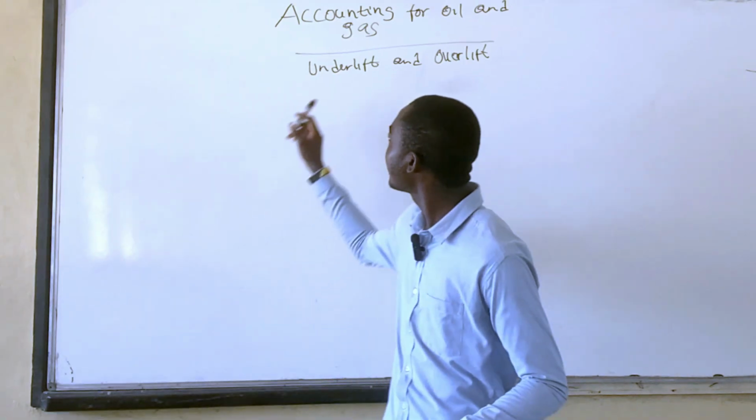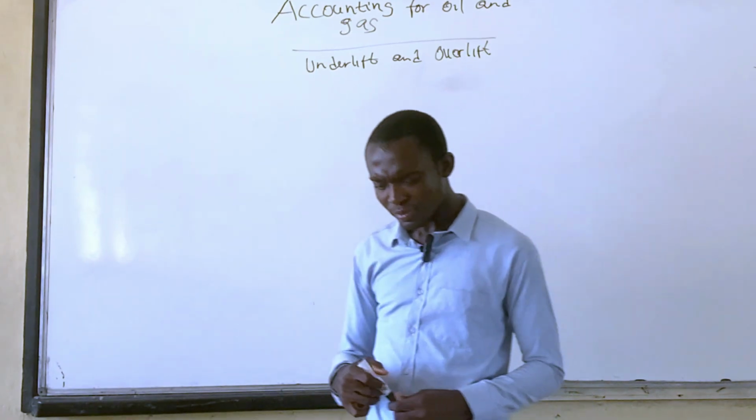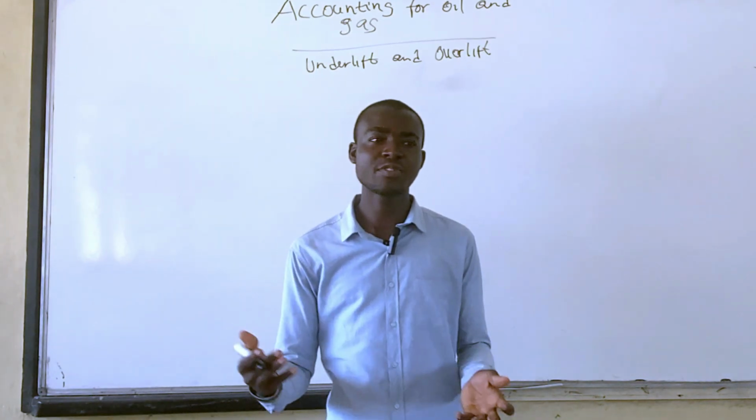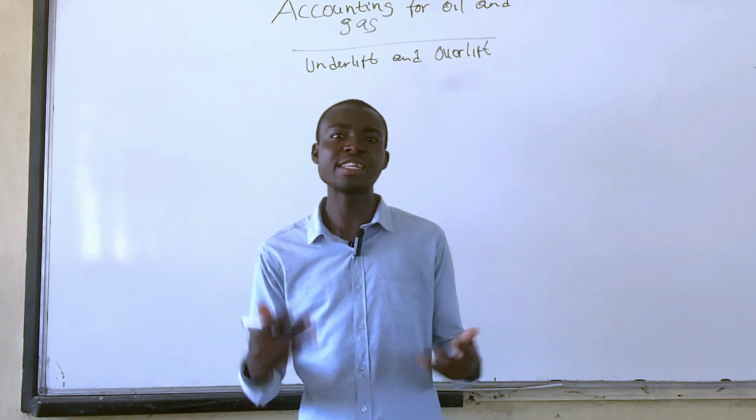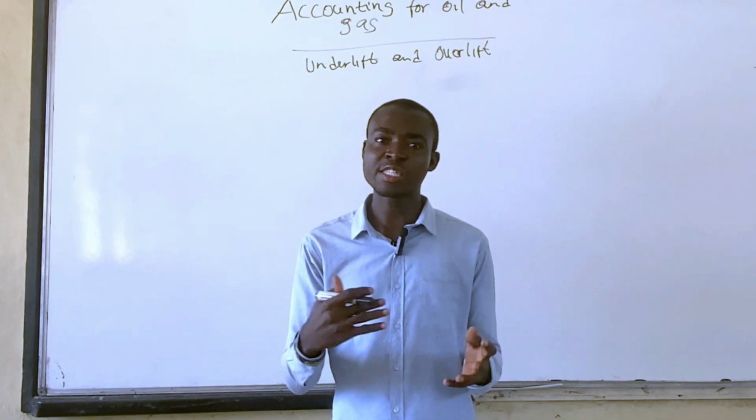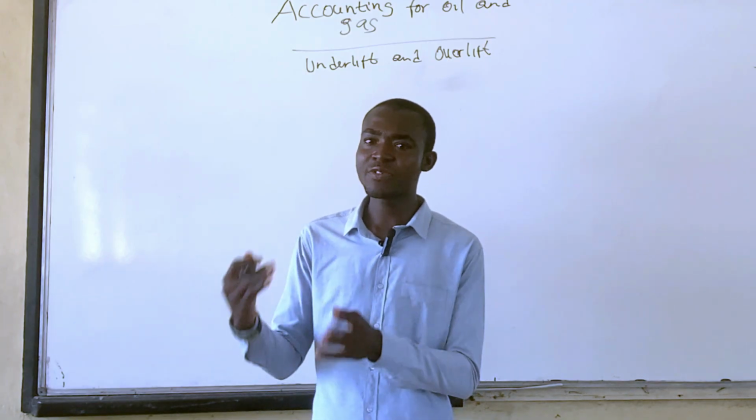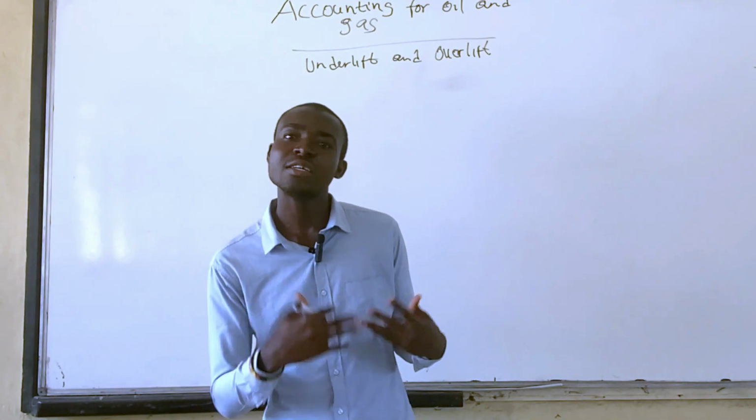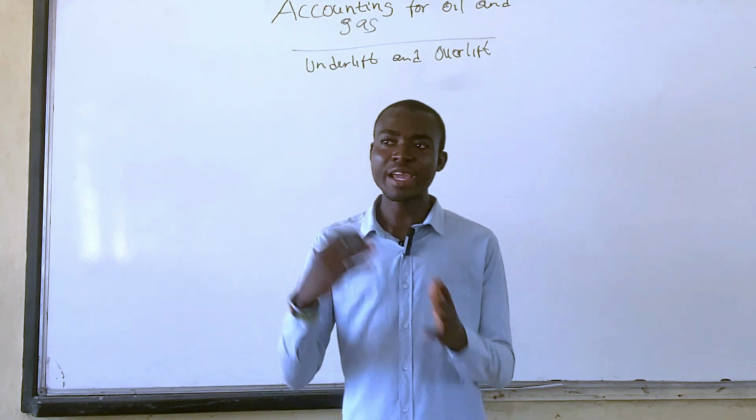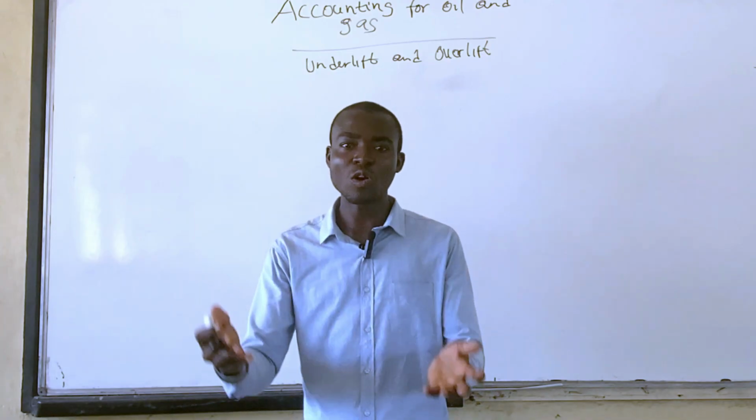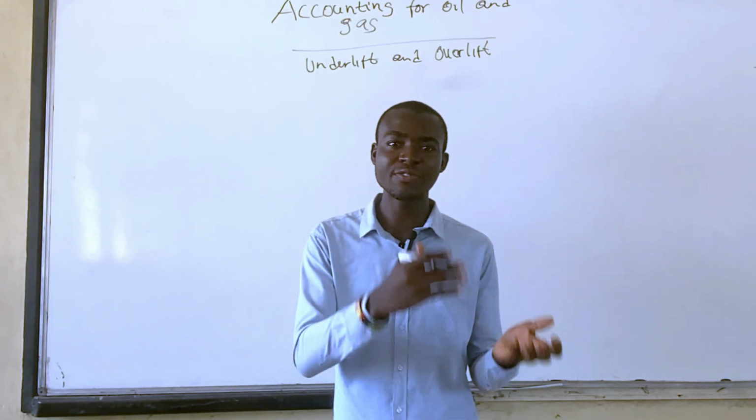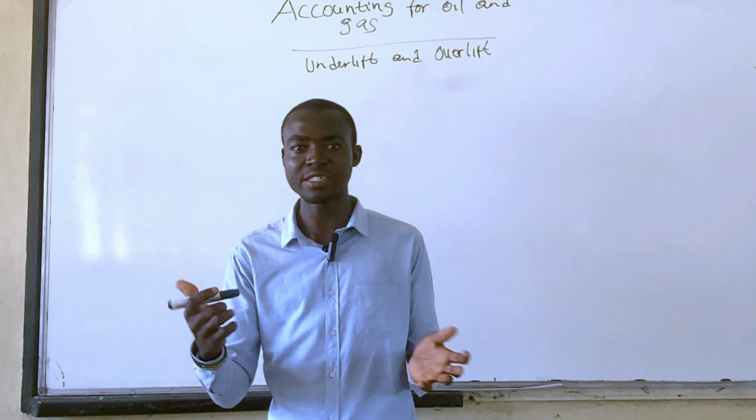So that's underlift and overlift. Underlift occurs when an entity takes less than what it's supposed to take from the activities of the organization. And then overlift occurs when an entity or a partner takes more than what it is supposed to take from the activities or operations of the organization.